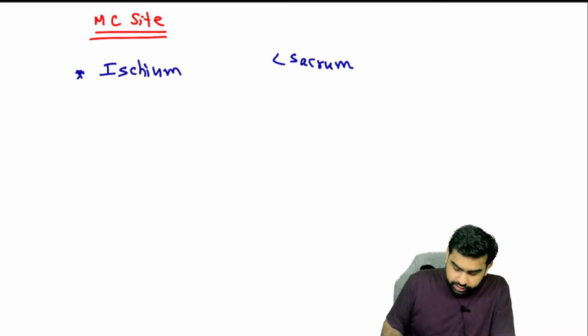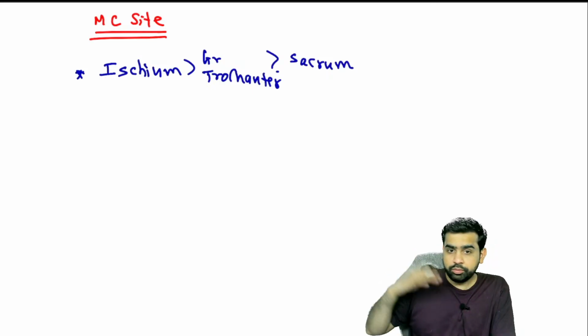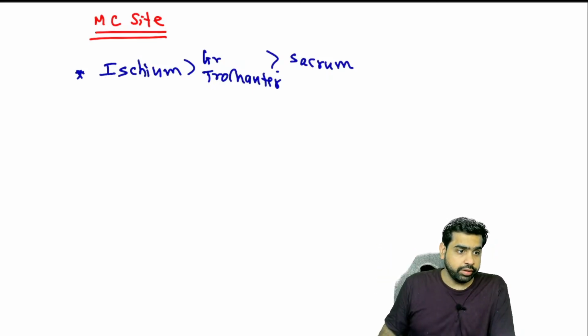I made this particular sign in a different manner. So ischium is the most common site, followed by the greater trochanter, followed by the sacrum, and then the occiput and the other things. Okay, so that's what you need to understand over here.